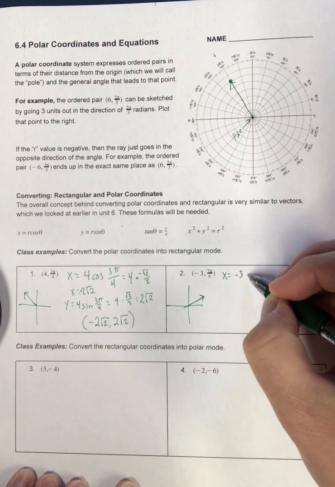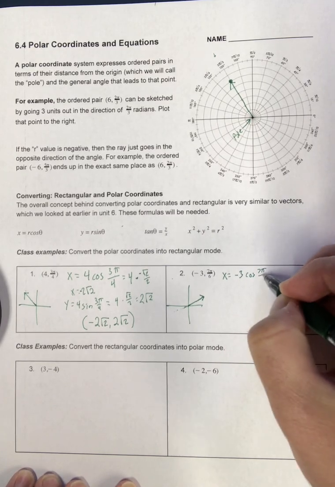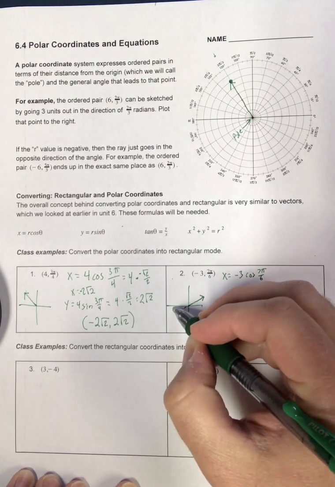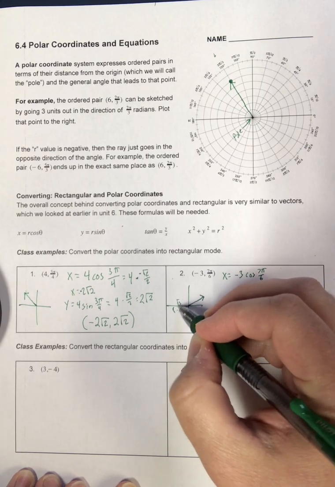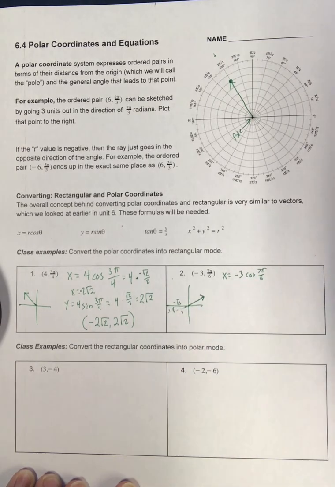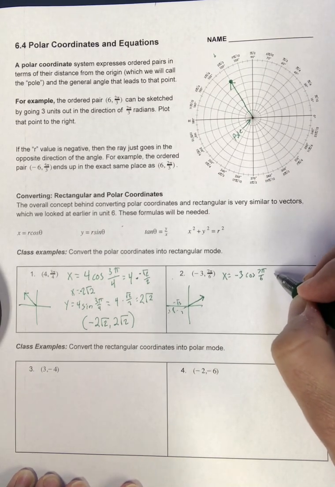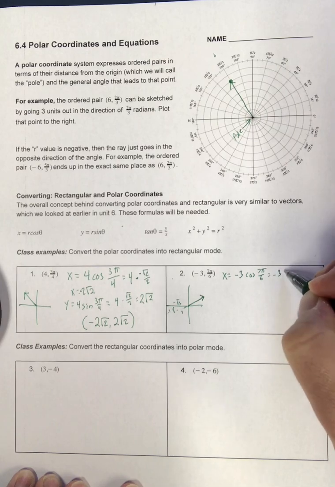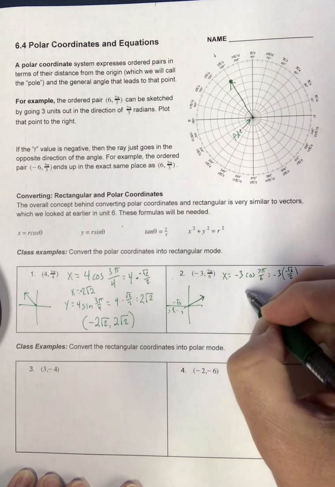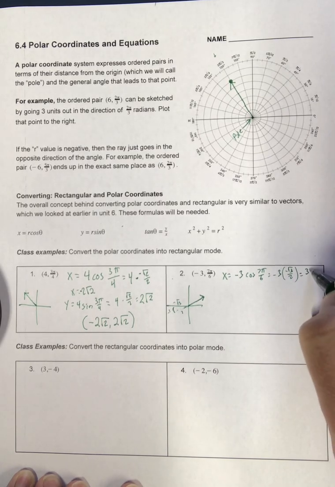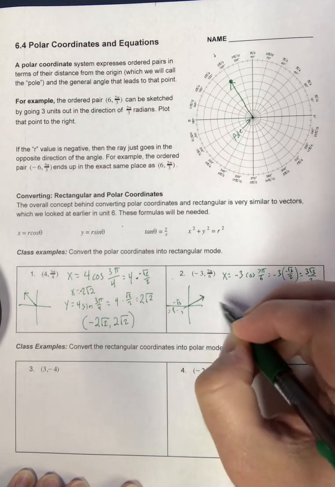X equals negative 3 cosine of 7 pi over 6. 7 pi over 6 would have had a rad 3, 1, and 2 there. Those would have been negative. So the cosine value would have been rad 3 over 2. So we get 3 rad 3 over 2.